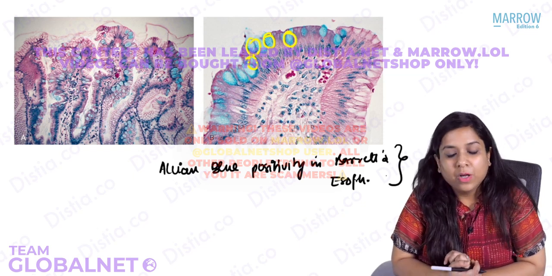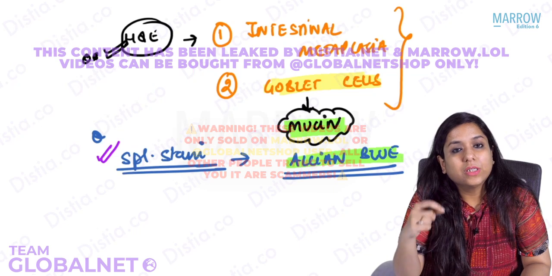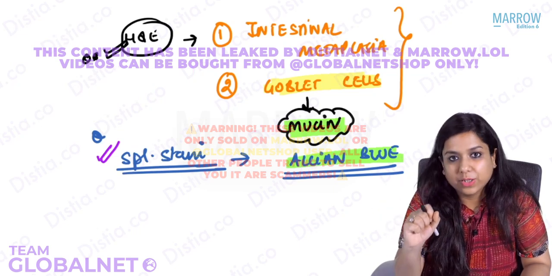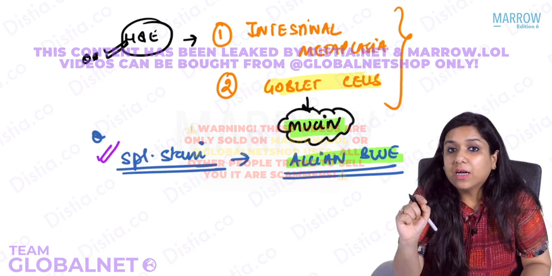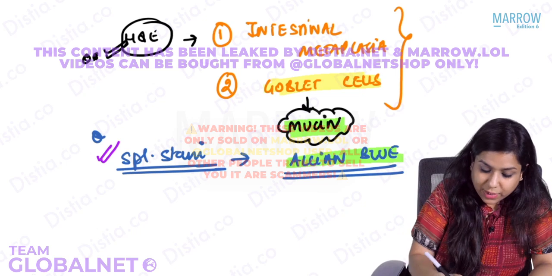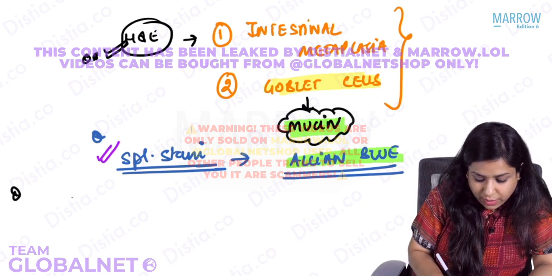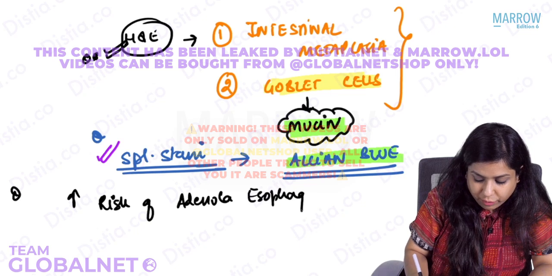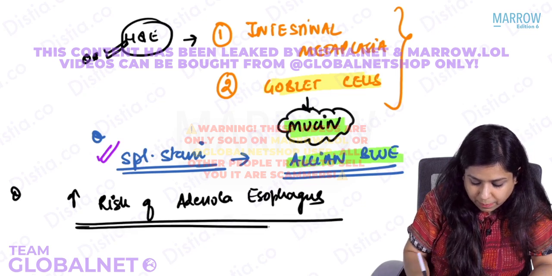Correct? Easy? Okay. So my next question is, Barrett's esophagus leads to increased risk of which cancer, which malignancy? The answer to that is adenocarcinoma of esophagus, right? So that is another question. It leads to increased risk of adenocarcinoma of esophagus. Understood? Very important point, students.